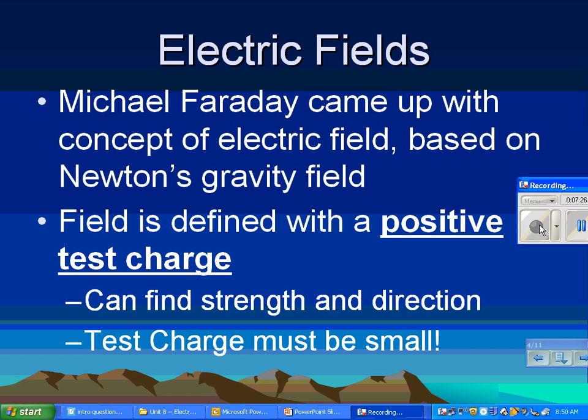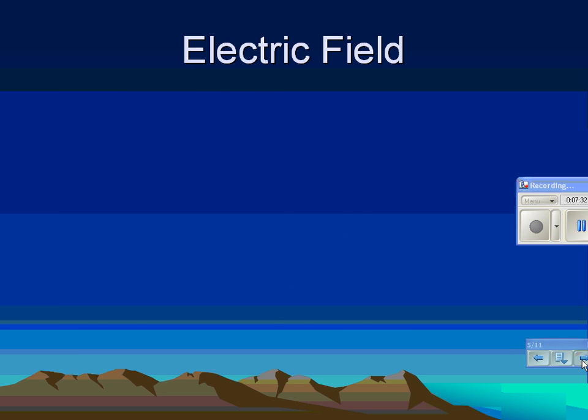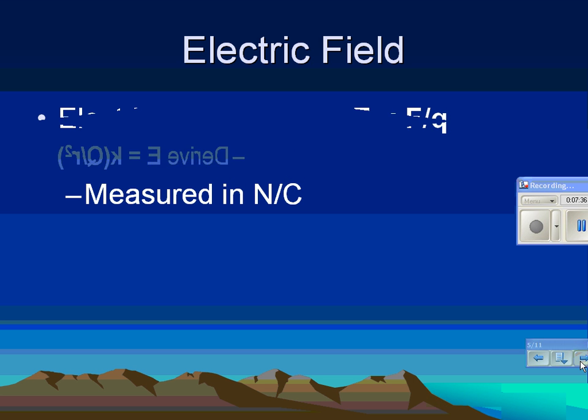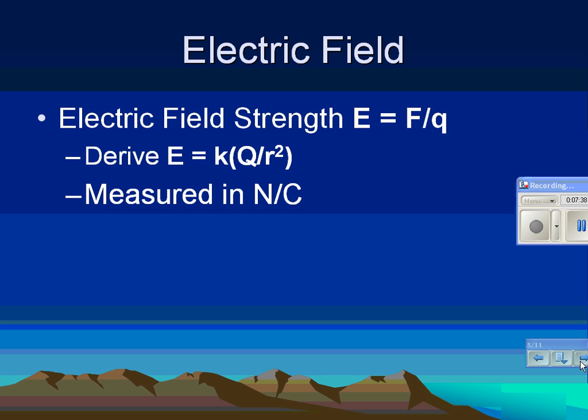Let's look at electric fields now a little bit more mathematically. Our definition of what an electric field is: the force that a charge feels divided by the charge on that object. That's our definition of electric field strength. Electric field strength is represented by capital letter E, and you can calculate it by how many newtons of force an object feels divided by how charged that object is. That will give you the strength of the electric field at that location.